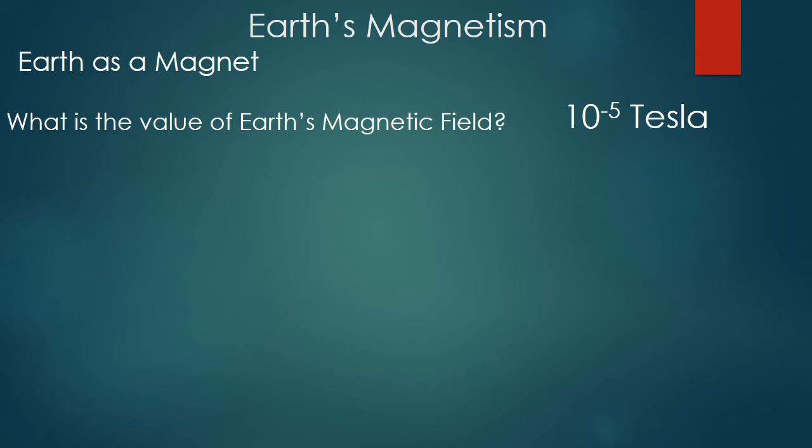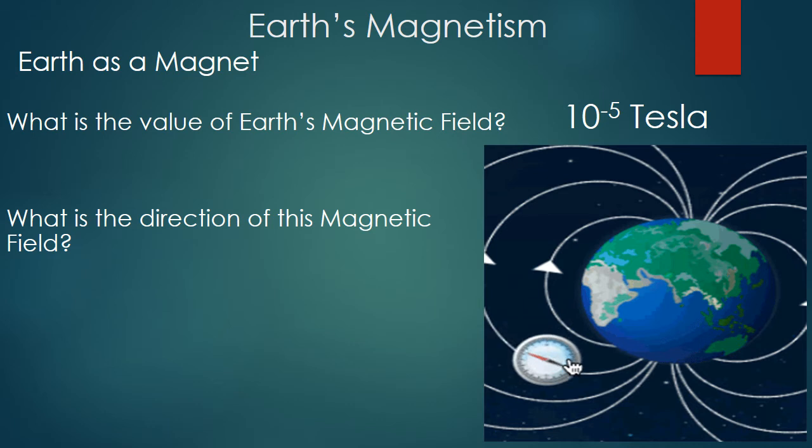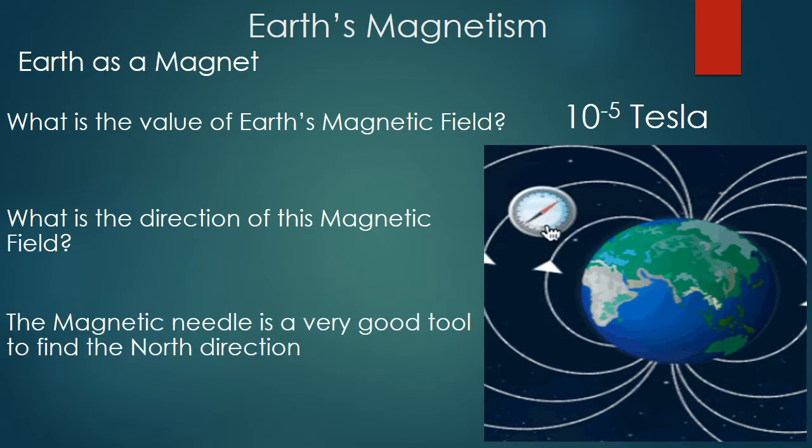If we are trying to trace the direction of Earth's magnetic field with a compass needle, in the figure you can see the needle always points to the north of the Earth. So, a magnetic needle is a very good tool to find the north direction.